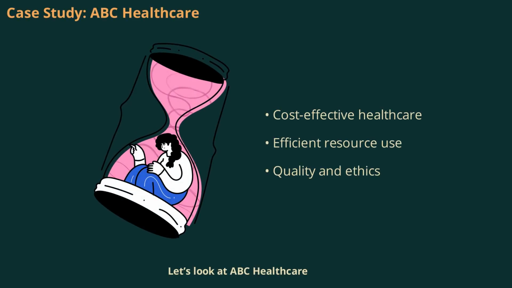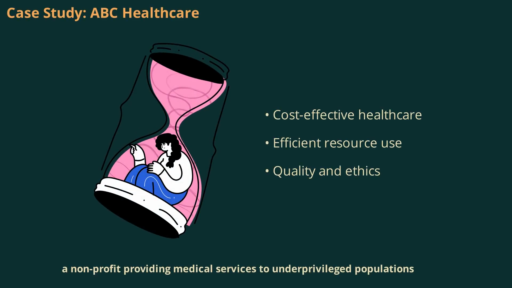Let's look at ABC Healthcare, a non-profit providing medical services to underprivileged populations. ABC Healthcare emphasizes value for money by using resources efficiently and delivering effective healthcare. They keep costs low through a cost-effective model and negotiate discounts with suppliers. By streamlining healthcare delivery and introducing digital records, they reduce wait times and administrative costs. They focus on quality care, preventive programs, and ethics.